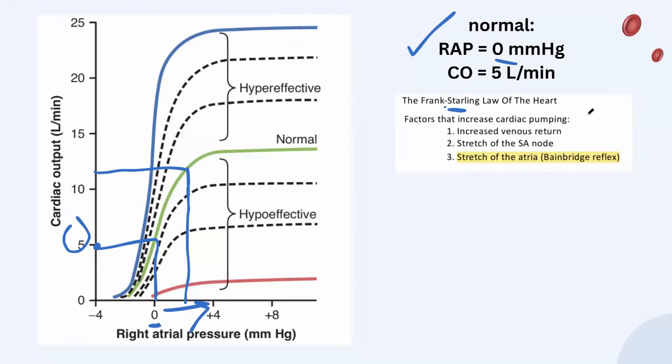A similar factor here is the Bainbridge reflex. It's a different one, but they're very similar. When you have increased venous return, the SA node, which is located in the right atrium, is going to be stretched. And also the atria are going to be stretched. So the Bainbridge reflex is when the atria is stretched, the sympathetics are going to be activated, which means that contractility and the heart rate are going to increase. So whatever mechanism, Frank-Starling, Bainbridge, whatever it is, if the right atrial pressure increases, that means the venous return has increased, which means the cardiac output will also increase.